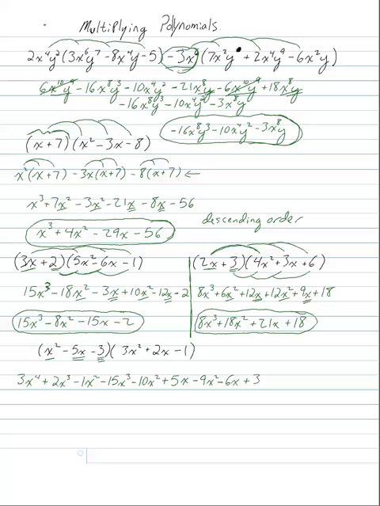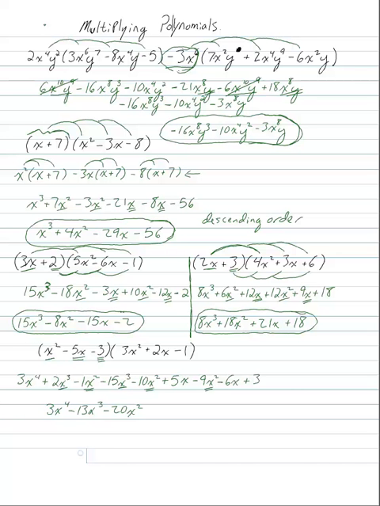Okay, look for like terms. 3x to the 4th I do not have another, so I'm just going to keep it as 3x to the 4. 2x cubed, yeah, I got another x cubed down there. So 2x cubed minus 15x cubed would be minus 13x cubed. Minus 1x squared, got a minus 10x squared, and I have a minus 9x squared. So minus 1 minus 10 would be minus 11, minus 9, minus 20x squared.